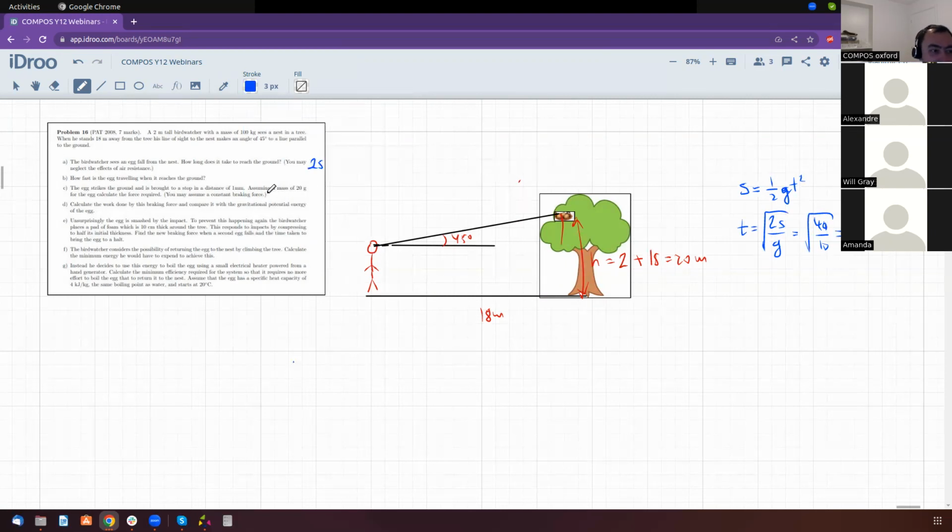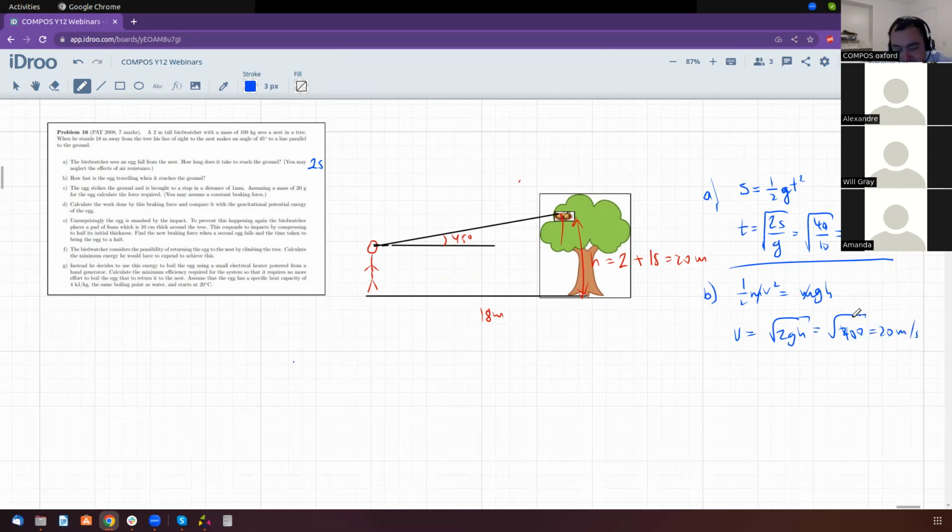How fast is the egg traveling when it reaches the ground? So here you can use conservation of energy, 1/2 mv squared. So that's question A. Question B: 1/2 mv squared is equal to mgh. So v is equal to the square root of 2gh, and that is 20 times 20. That's 400, square root of 400, which is 20 meters per second. It's a useful thing to remember: if you fall from 20 meters, you will hit the ground at 20 meters per second.